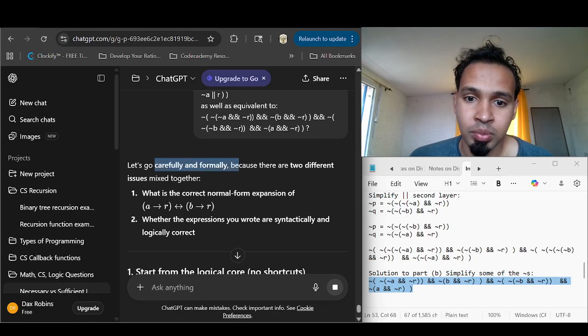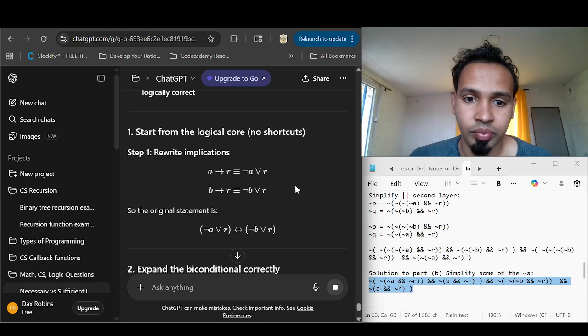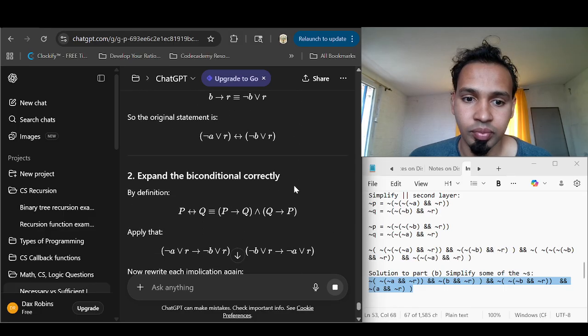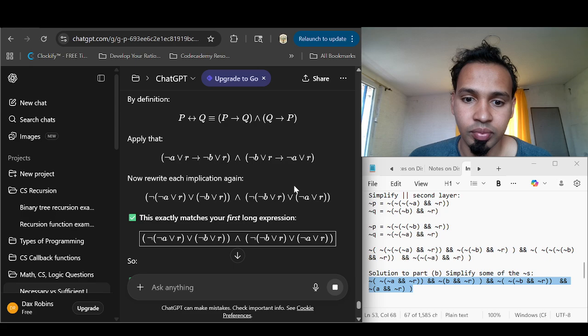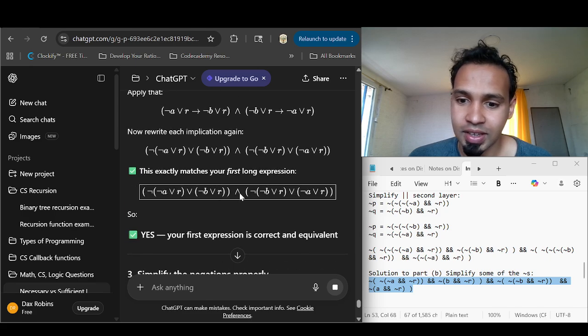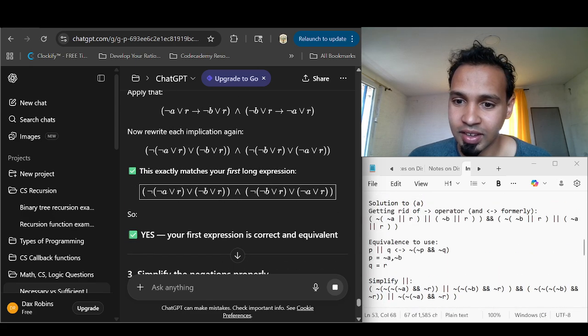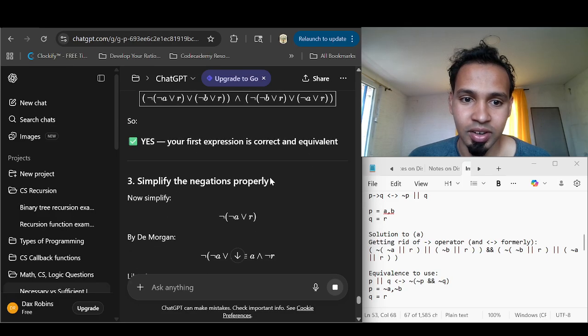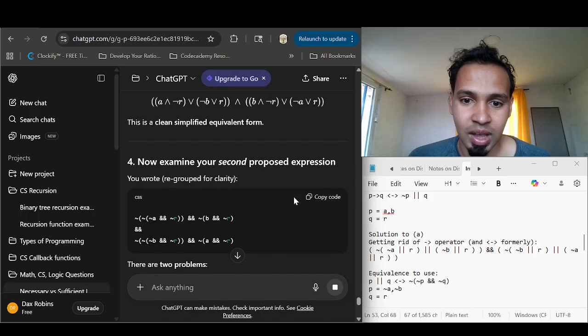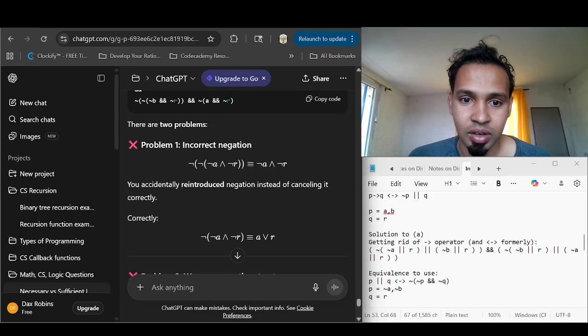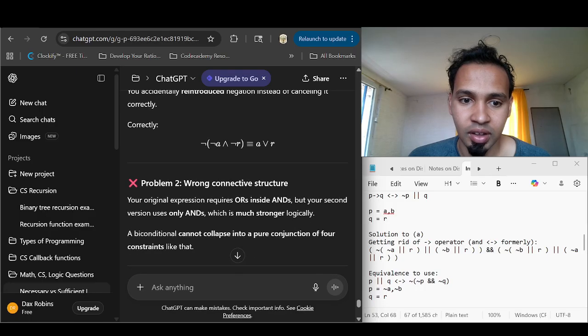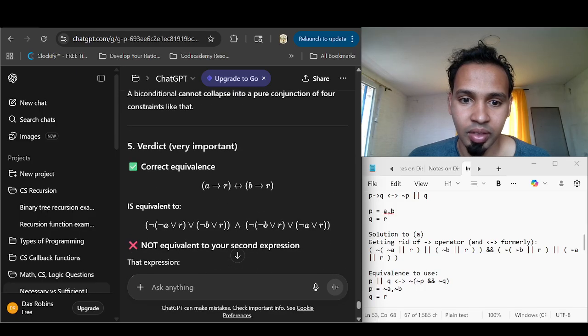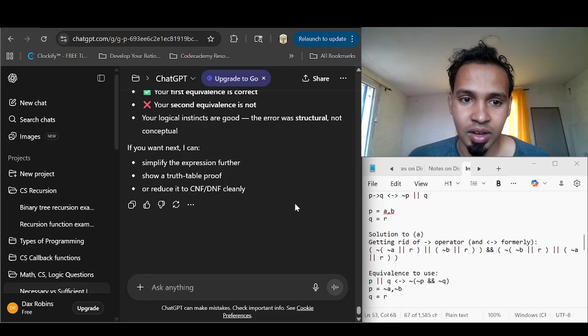Let's go carefully and formally because there are two different issues mixed together. Oh, okay, so it's right. Excellent. I think we got it right. Yes, your first is equivalent. All right, nice. Now examine your second one. Incorrect negation. Maybe. Okay, apparently the second one is wrong.